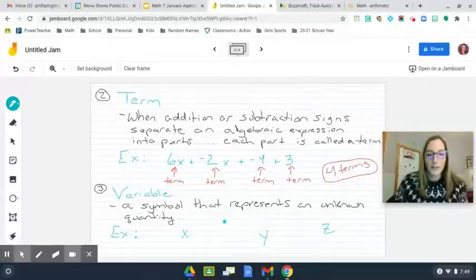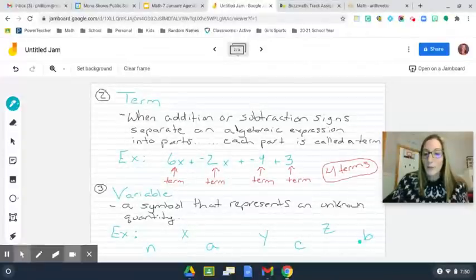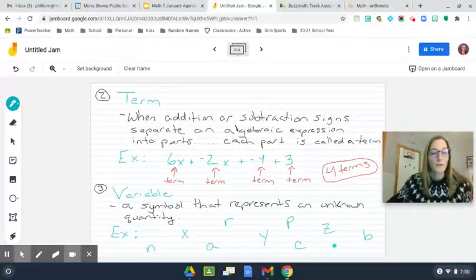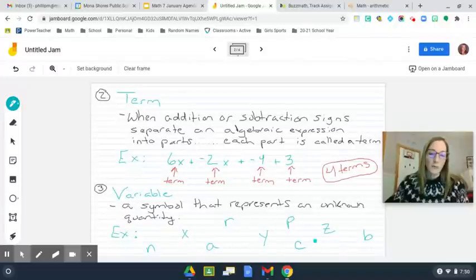We'll also see, like I used an example on one of the first definitions, I used N. You might see C or A. B is another common one. R, P, I can go on and on and on. You'll see different variables in different situations. And again, these are probably the most common.